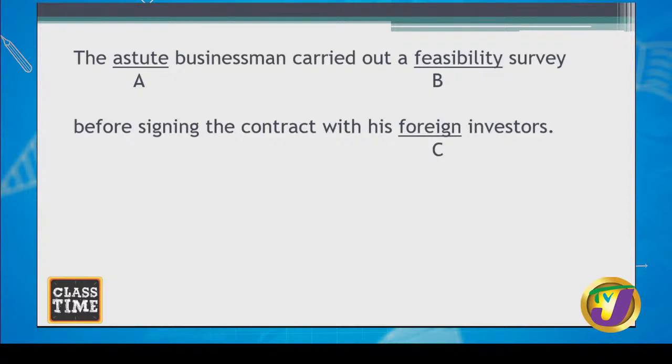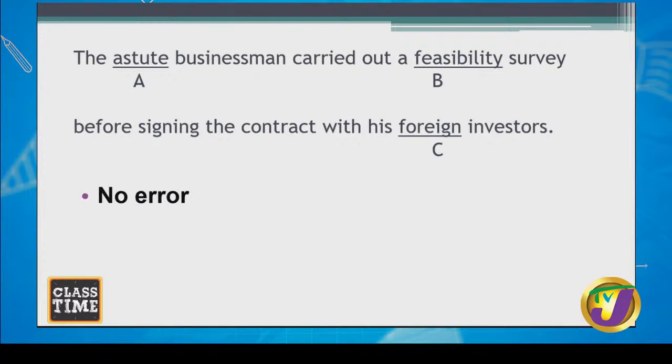The astute businessman carried out a feasibility survey before signing the contract with his foreign investors. So again, look at astute, look at feasibility, look at foreign. Some words are very tricky, you know. When you write them down, somehow they always look like you spelt them wrong, even if you spelt them right. And then some words look like you spelt them right when you actually spelt them wrong. So is any word here incorrectly spelt? And if so, how would you correct it? All right, you have your answer ready? All right, let's check.